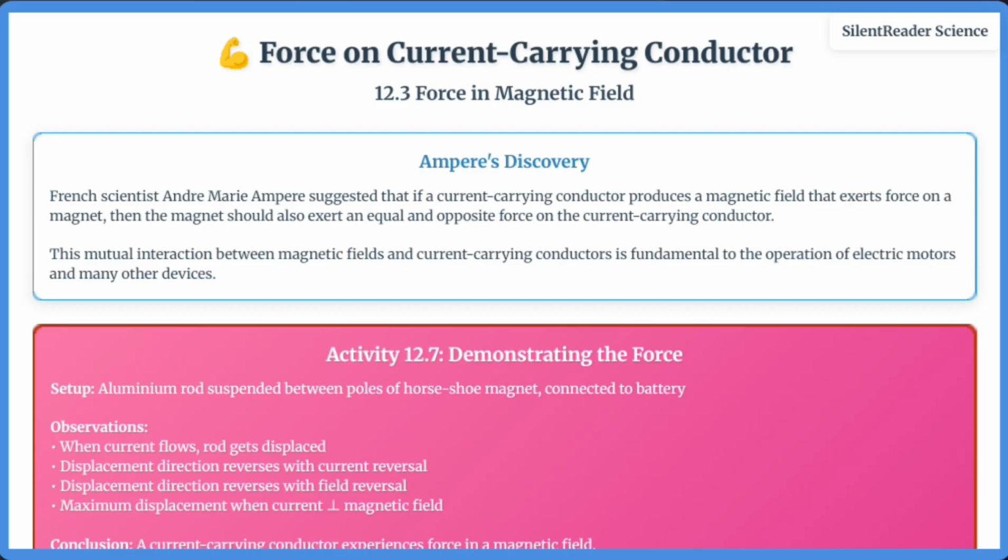When current flows, the rod gets displaced. The displacement direction reverses with current reversal and also reverses with magnetic field reversal. Maximum displacement occurs when the current is perpendicular to the magnetic field. This shows that a current-carrying conductor experiences force in a magnetic field. The force depends on the current, magnetic field strength, length of conductor in the field, and the angle between current and magnetic field directions.